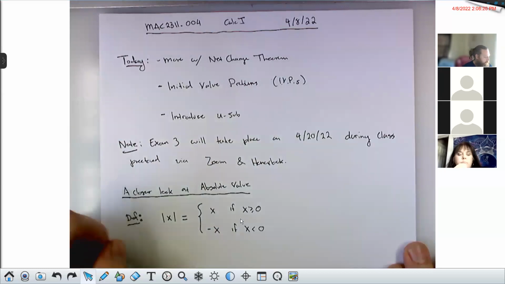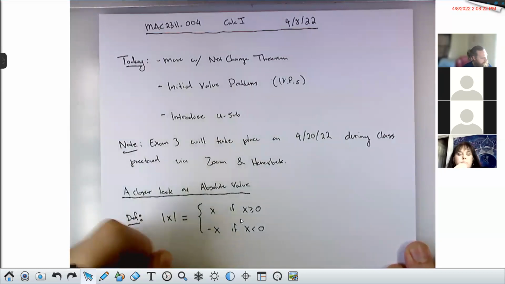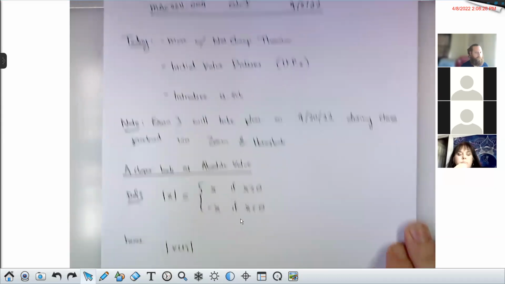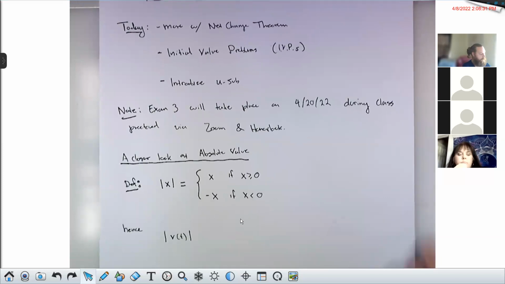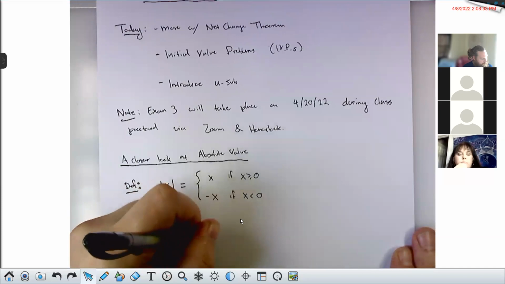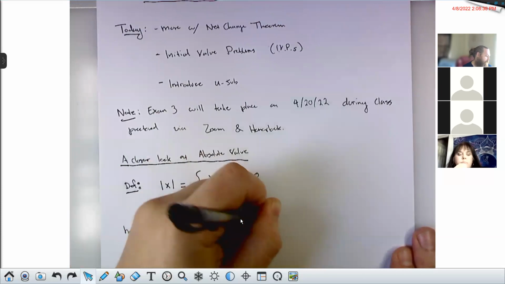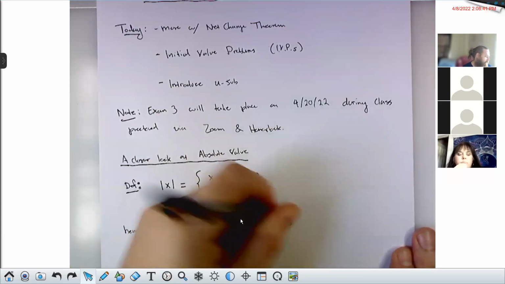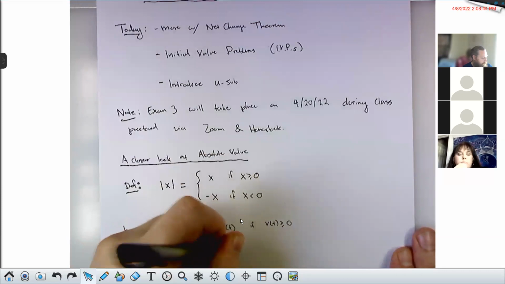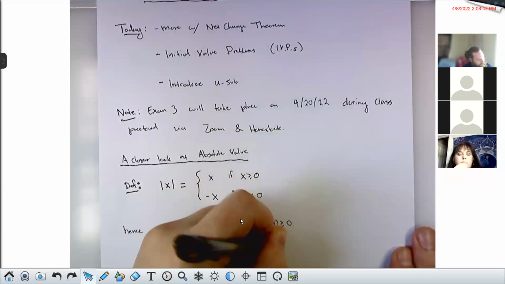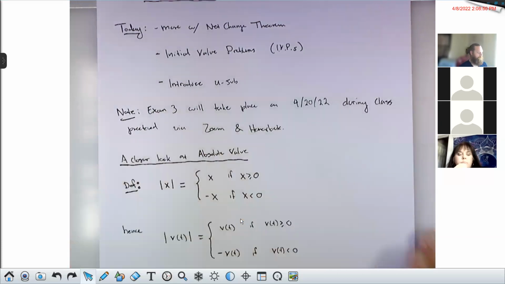And this generalizes. If you have the absolute value of, I'm going to put v of t in here because that's the name of the function that we're most often working with, this would be good old v of t if v of t is greater than or equal to 0, and the negative of v of t if v of t is less than 0. And this is really why splitting up the integral the way we do is effective. This is precisely the reason.